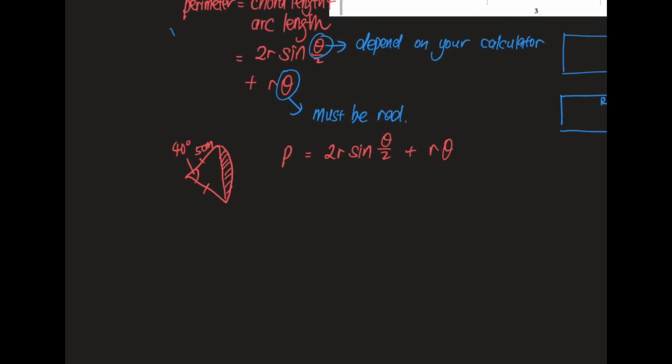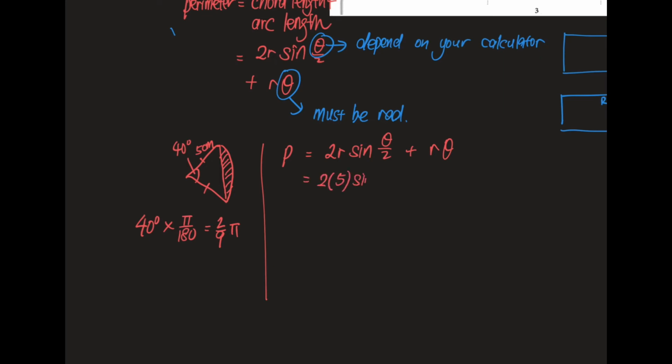So this one must be radian. Okay, then we change it to radian. 40 degree times pi over 180 is equal to 40 over 180, so 2 over 9 pi. You can change it to decimal, or you can remain it in terms of pi. It's up to you. Okay, so now I use a formula 2r sine. Okay, remember your calculator is in D, and then you use degree, 40 degree.